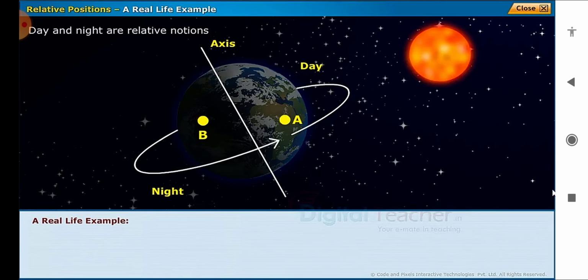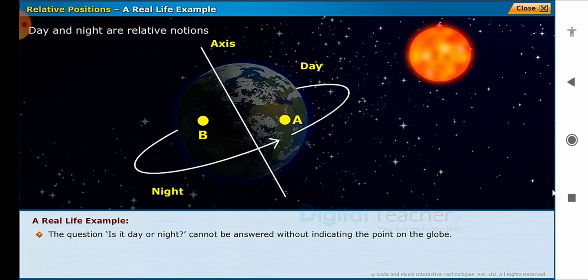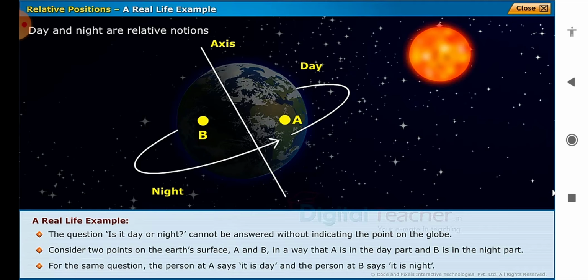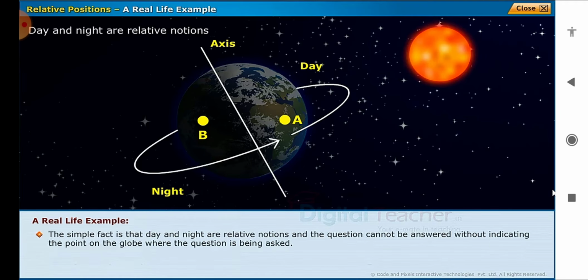A real-life example. The question, is it day or night, cannot be answered without indicating the point on the globe. Consider 2 points on the Earth's surface A and B, in a way that A is in the day part and B is in the night part. For the same question, the person at A says it is day and the person at B says it is night. The simple fact is that day and night are relative notions and the question cannot be answered without indicating the point on the globe where the question is being asked.